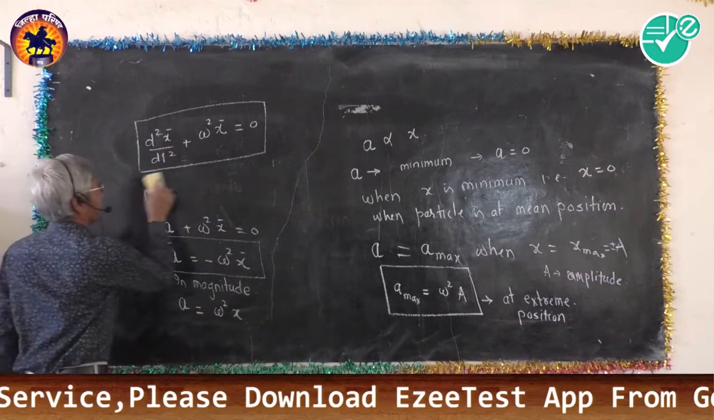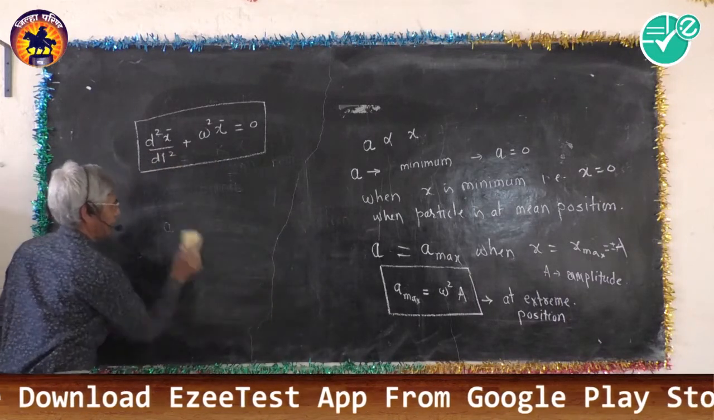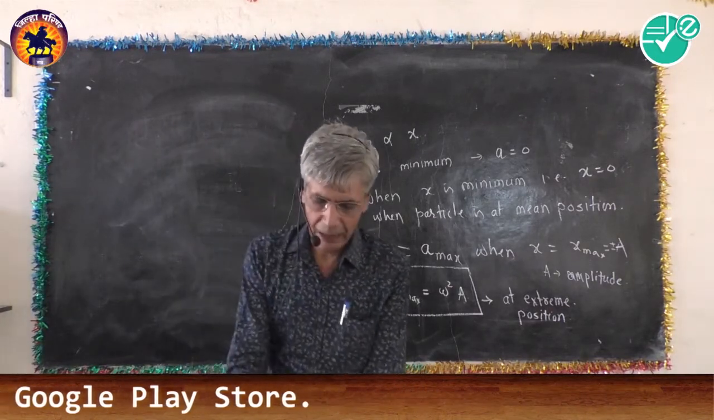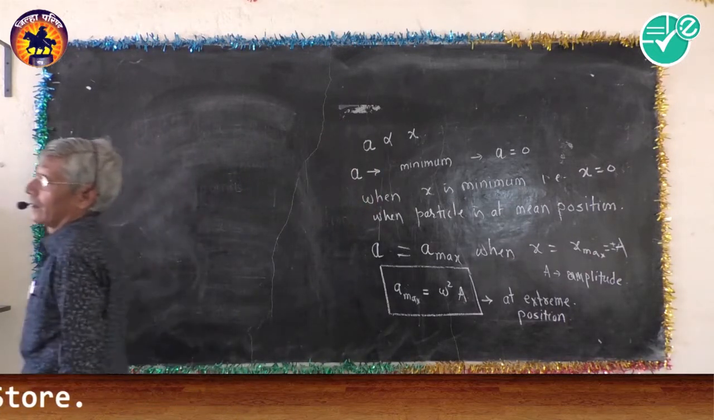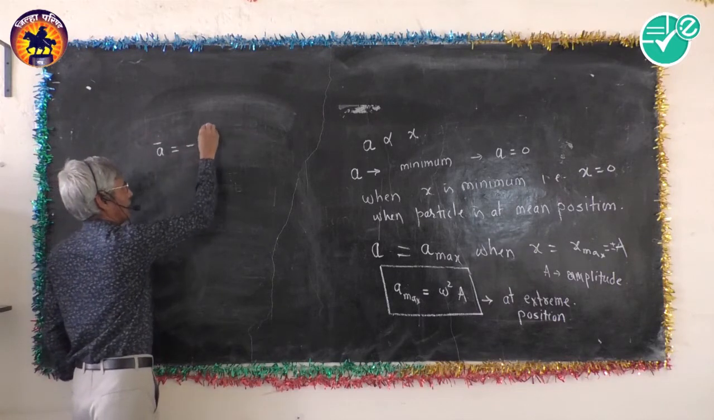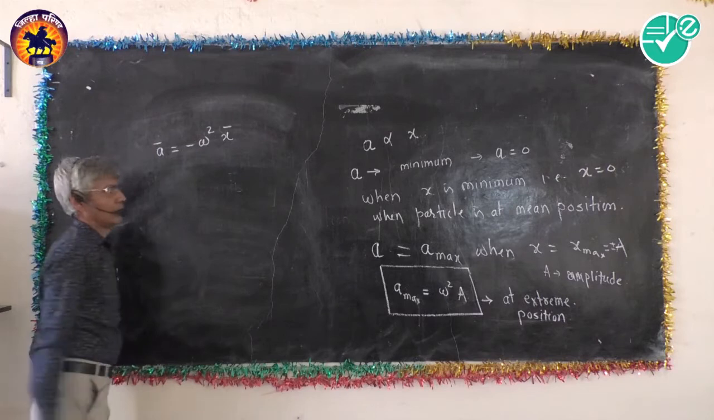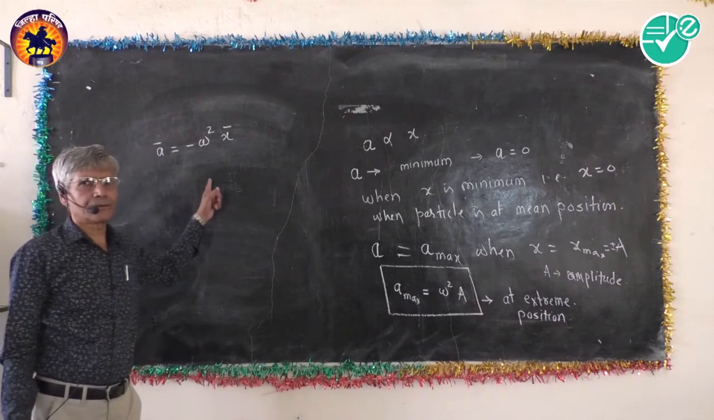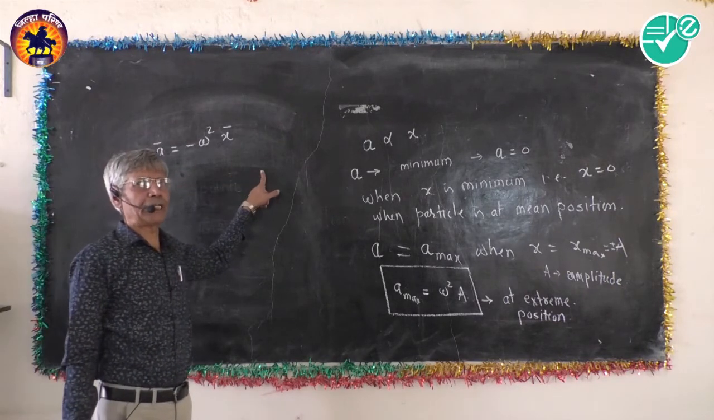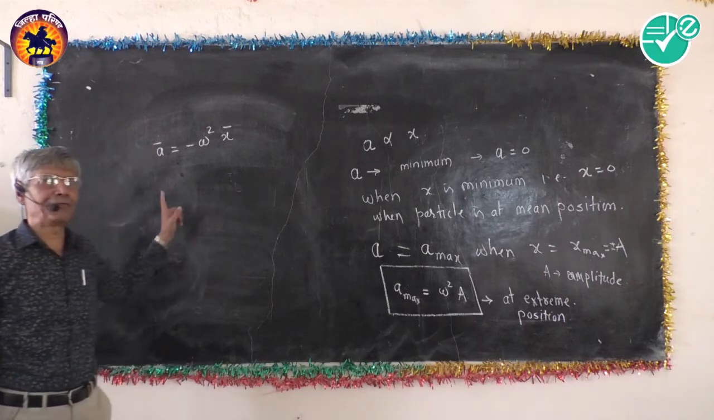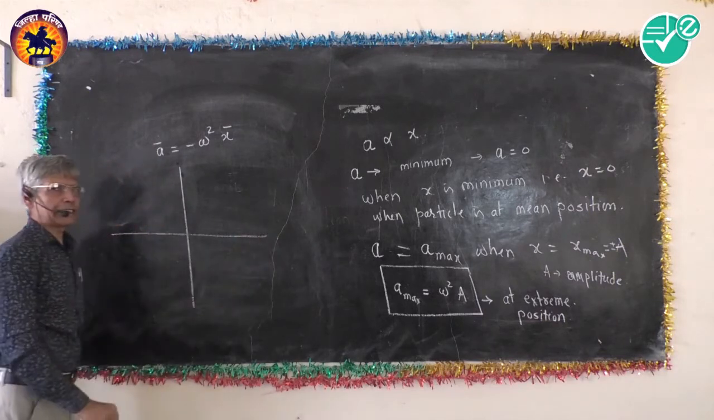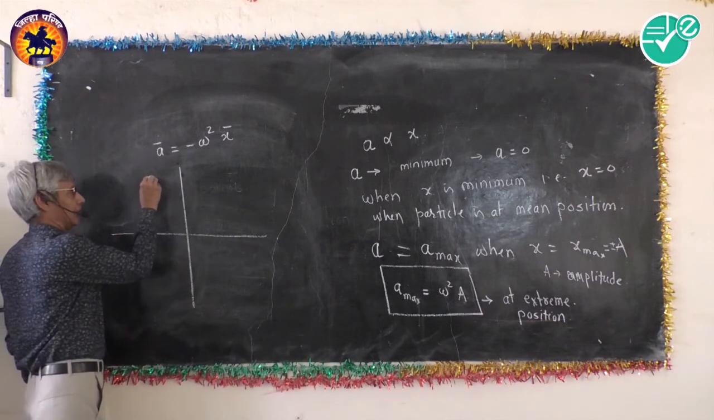These are the equations for the minimum and maximum value of the acceleration. By using this equation, we can represent the variation of the linear acceleration with respect to its linear displacement from the mean position graphically, by taking displacement from the mean position along the x-axis and acceleration along the y-axis.